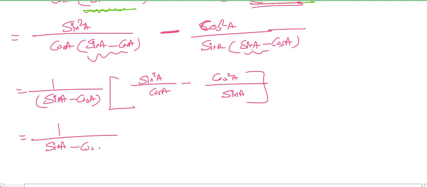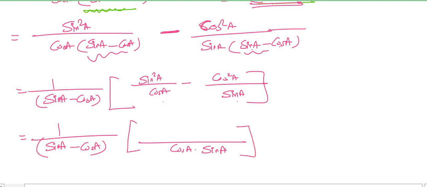Sin A minus cos A. What is LCM of these two? It is nothing but cos A into sin A, product of these two. And what will happen? This into this and this into this. So it will be sin cube A minus cos cube A. That's it. Here one formula will be useful.